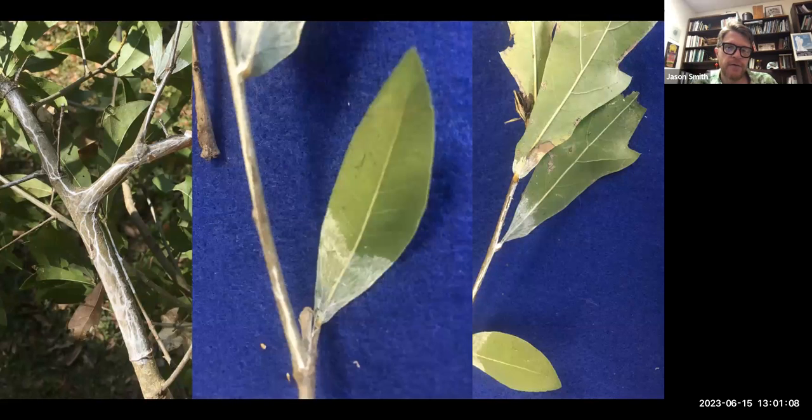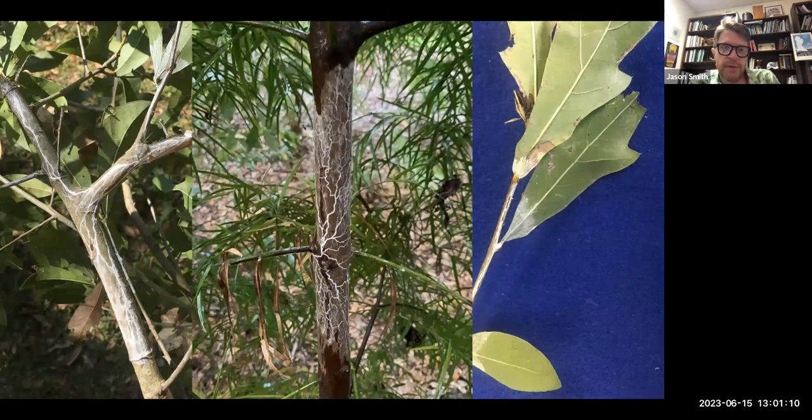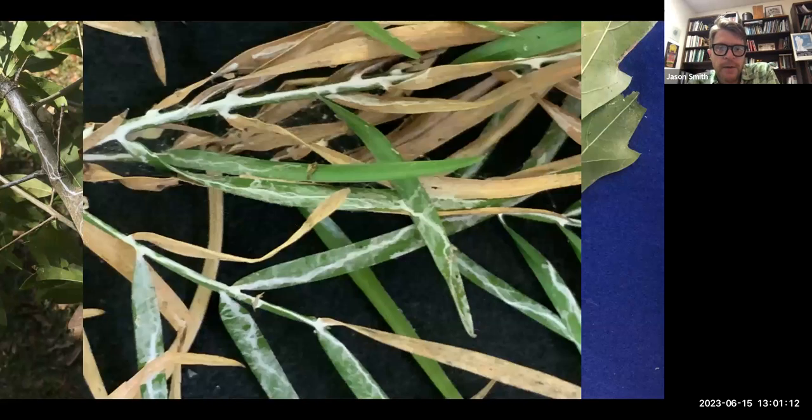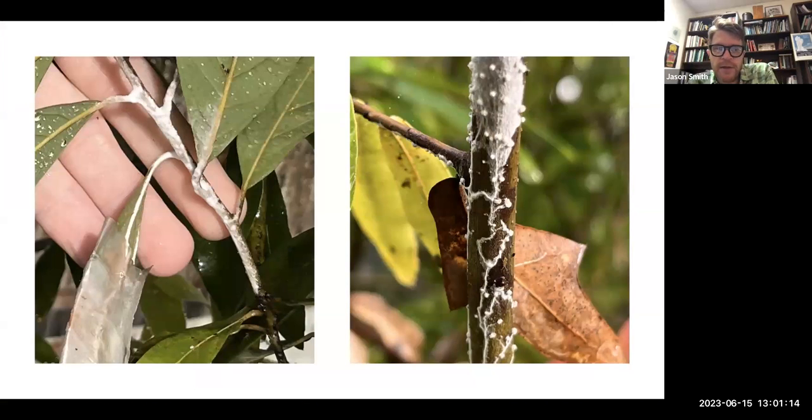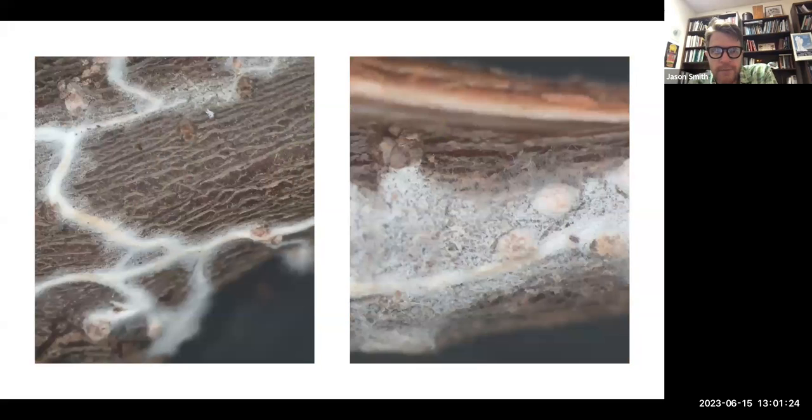Here it is on oaks. This is on Afrocarpus or Podocarpus. And then these are on some plants that we did artificial inoculations on in the greenhouse, and we could rapidly see the spread of the pathogen from leaves to the host tissue. There are some close-ups of those rhizomorph-like growths.